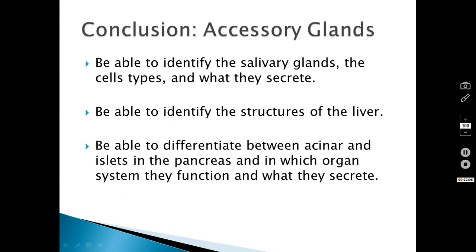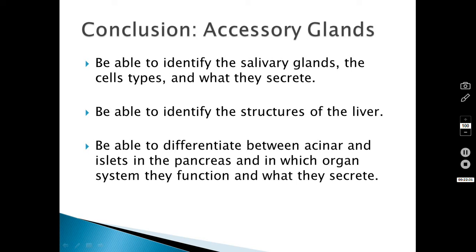And then in terms of our accessory glands, you need to be able to identify the salivary gland. So look at a tissue slide, tell me, oh, this is from the parotid gland. Oh, this is from the sublingual gland. You need to be able to recognize the mucus cells and the serous cells, or the serous demilunes, as the case may be. And then also tell me what they secrete. So obviously serous cells secrete serous fluid, mucin cells secrete mucin.